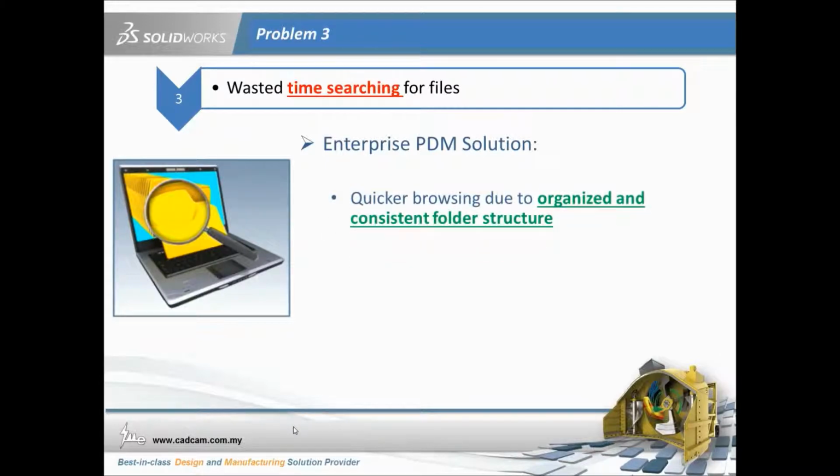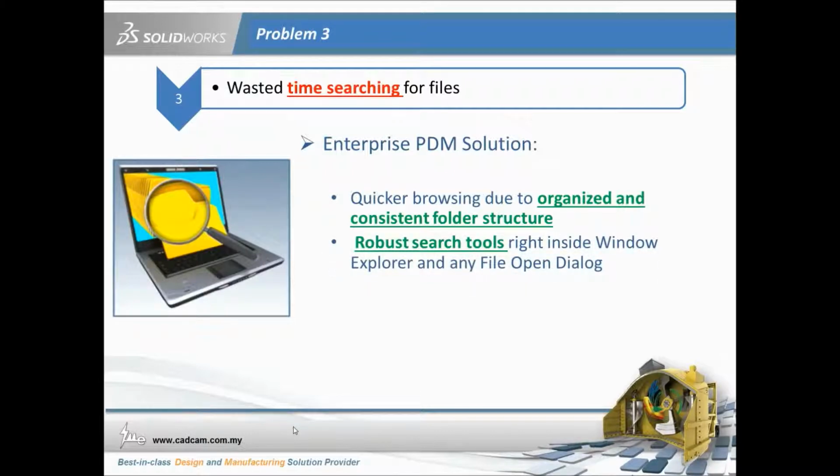The solution for the EPDM is that you have the quick browser to help you find a file in organized and consistent folder structures. You have the tools inside the system whereby you can just use it right inside the Windows Explorer. You can use different kinds of criteria for searching, such as the part numbers, filter out the file extensions, and also the project basis as well.